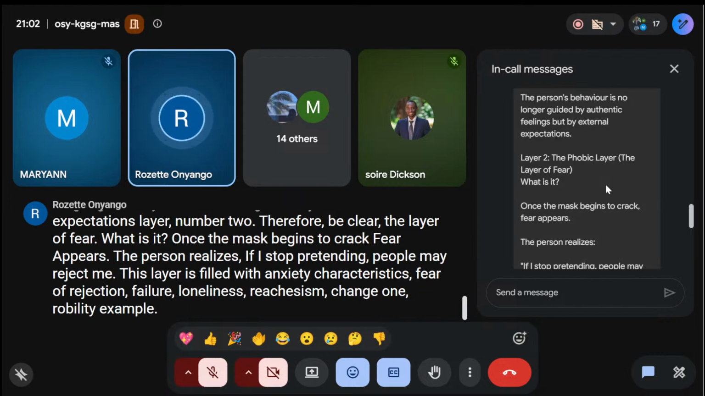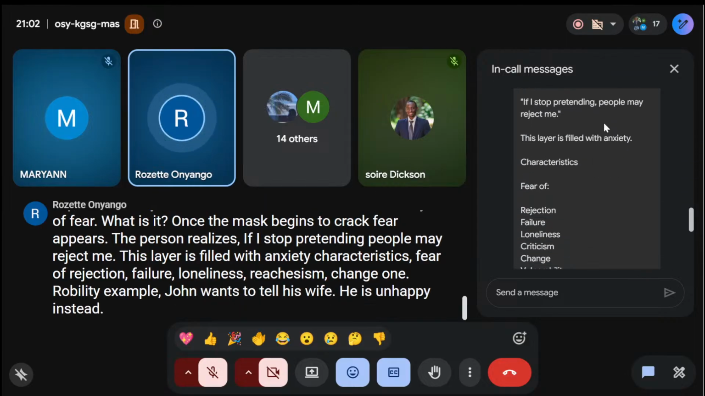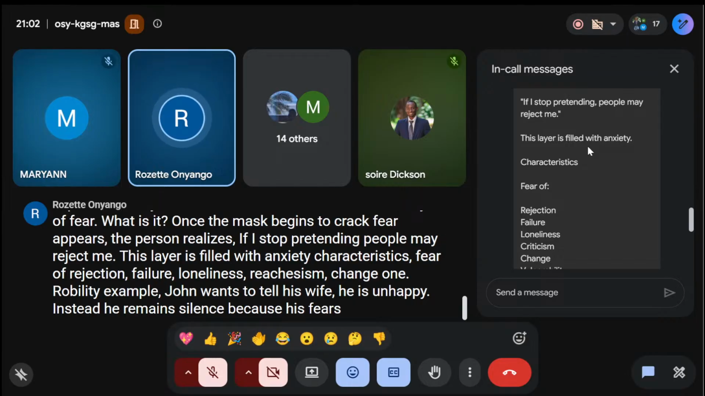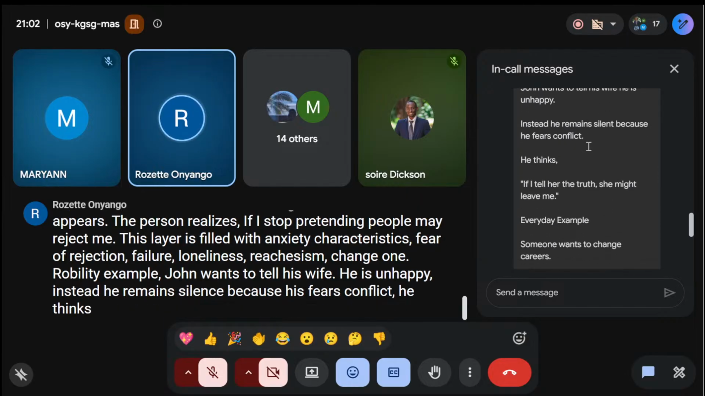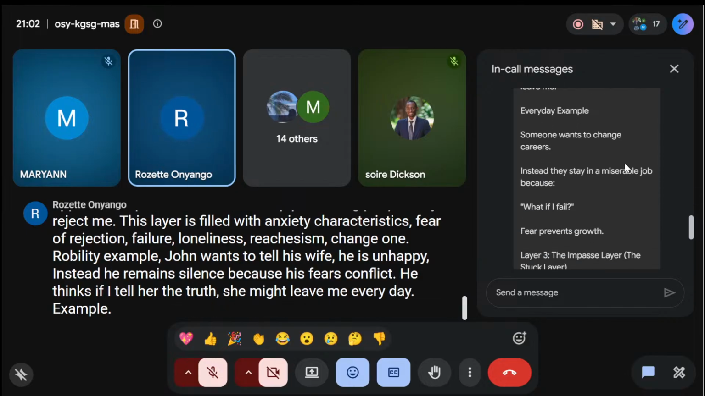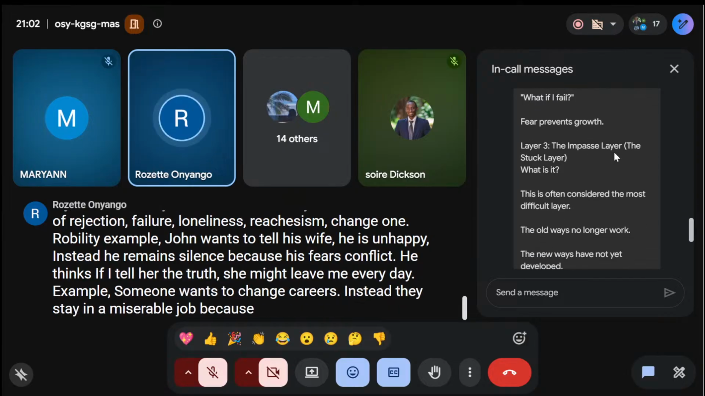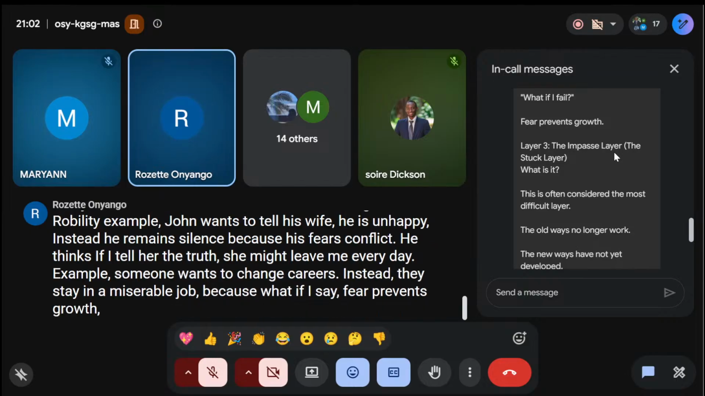Example: John wants to tell his wife he is unhappy. Instead, he remains silent because he fears conflict. He thinks, if I tell her the truth, she might leave me. Everyday example: someone wants to change careers. Instead, they stay in a miserable job because, what if I fail? Fear prevents growth. Layer number 3, the impasse layer, the stuck layer.